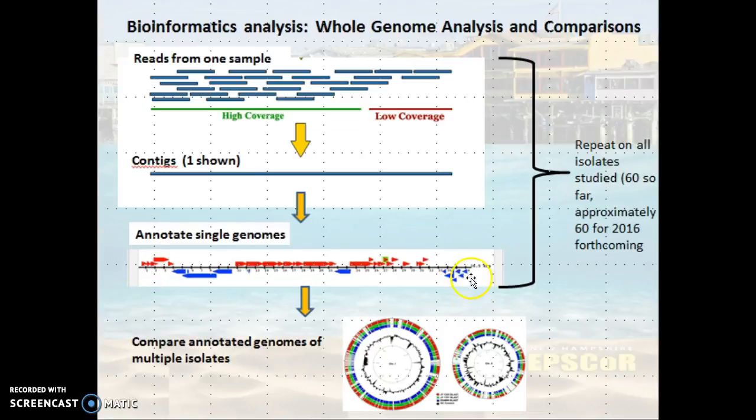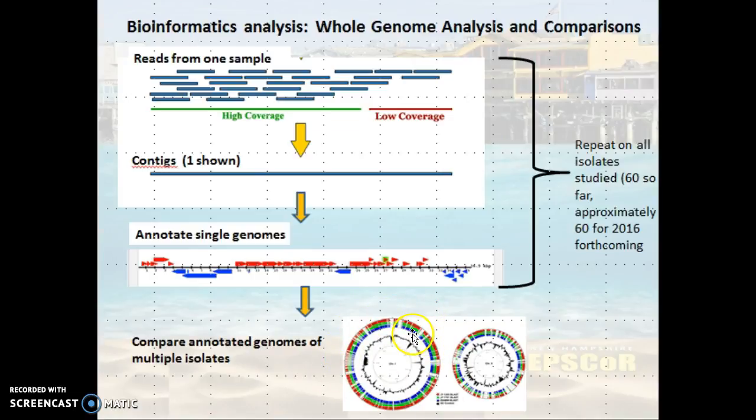Now, if you do this using PROCA on all of the isolates, and so far we've done about 60, we should have 60 more from the 2016 data set that we work on over the next year, then you can compare what you got between isolates, and you can build figures like this.